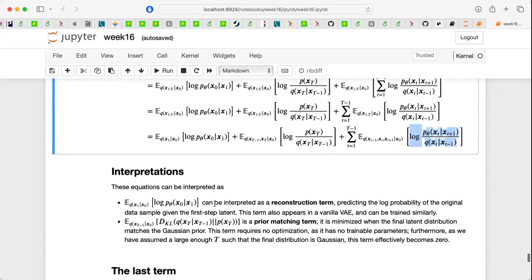And that means that I can rewrite this first term, which is normally interpreted as a reconstruction term, which predicts the log probability of the original data sample given the first-step latent, which is this term here. This term also appears in a standard variational autoencoder and can be trained in a similar way as we did in our discussion of variational autoencoders last week and the week before. So you see the diffusion models have lots of commonalities with variational autoencoders. They can be seen as stacked variational autoencoders with some specific constraints.